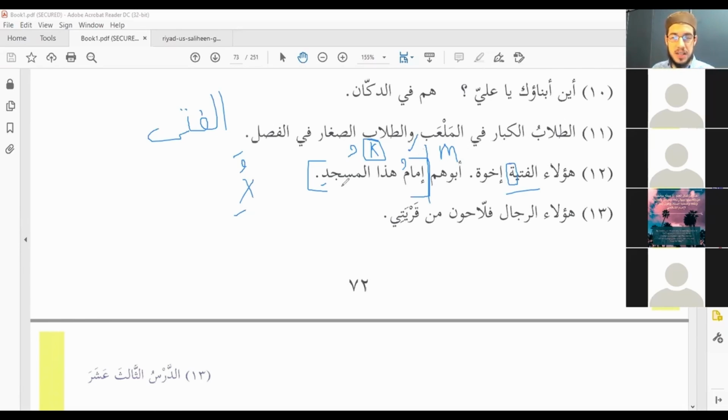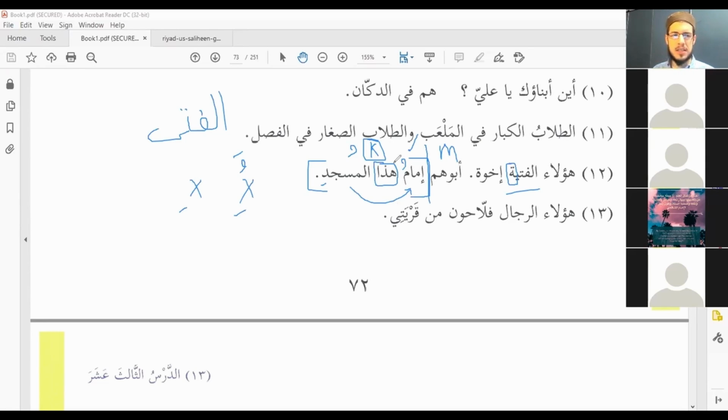Whereas masjid is the mudaf ilayh. That's the second part, and we said that the rule is that the mudaf ilayh has to be majroor. And do not get thrown off by hadha, because hadha here is just the demonstrative pronoun that specifies which masjid this imam belongs to. Does everybody see that? Is that clear to everybody?